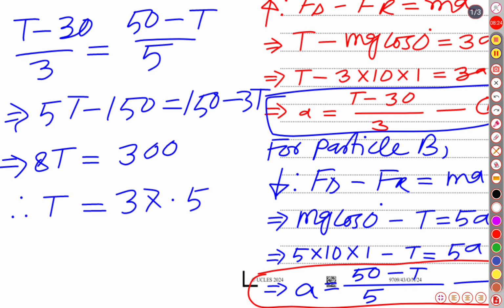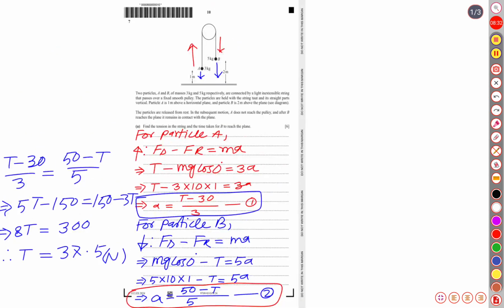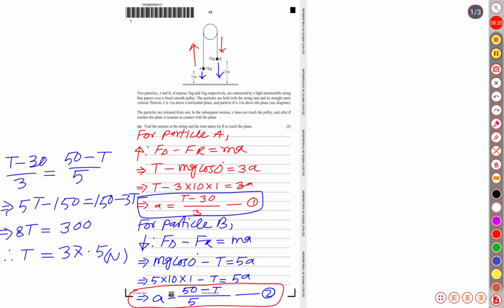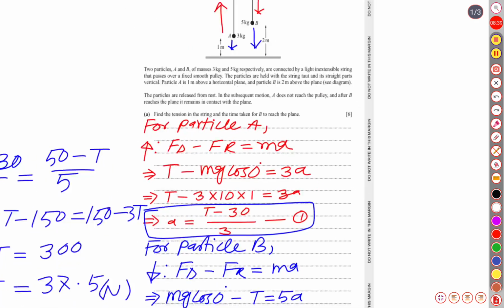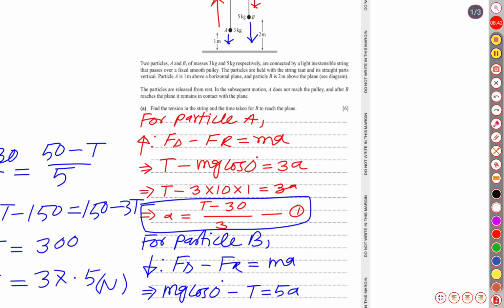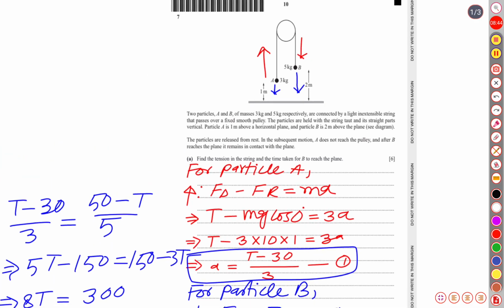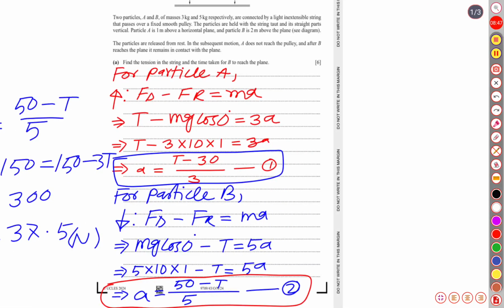So the tension in the string is 37.5 Newton. We have already got the first part of the answer. Then they have told us to find, as the second part, the time taken for B to reach the plane. If we want to find the time, we will apply the suvat formula, whose components are S, U, V, A, T.